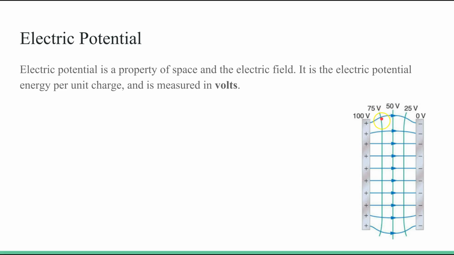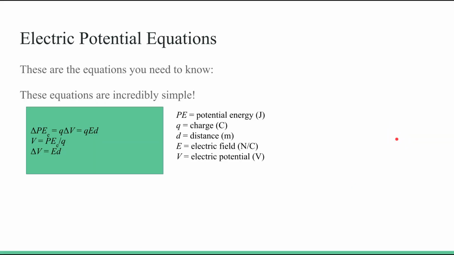So over here, every point on this line here will have a potential of 75 volts. Okay, 75 volts of potential, and it will not change as long as you're on this line. However, if you go here, you'll have 50 volts, 25 volts, 0 volts, and 100 volts. So the potential changes depending on space, just like the electric field. So it's just the energy per unit charge.